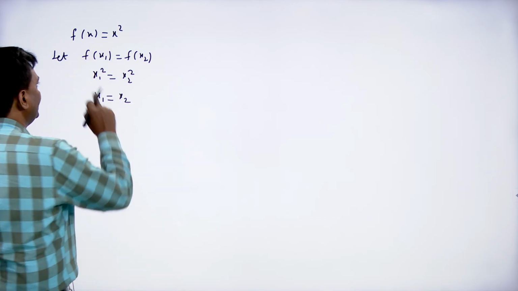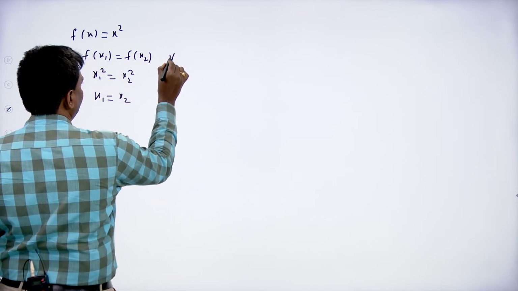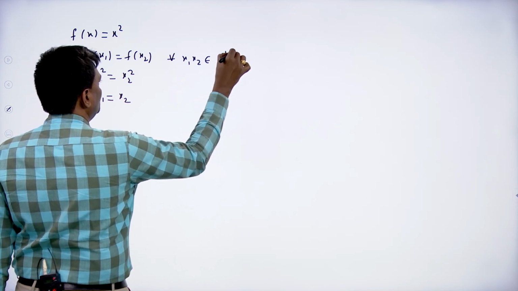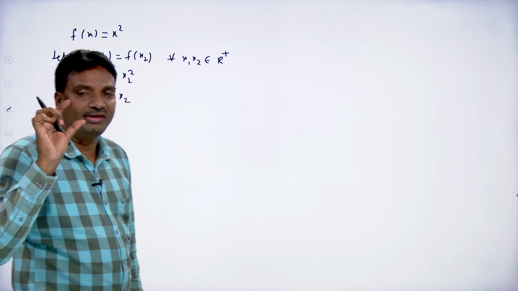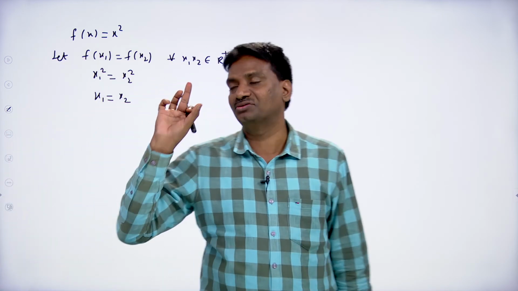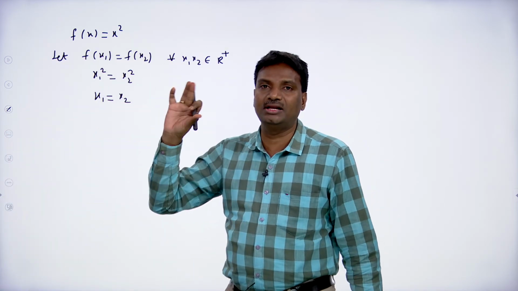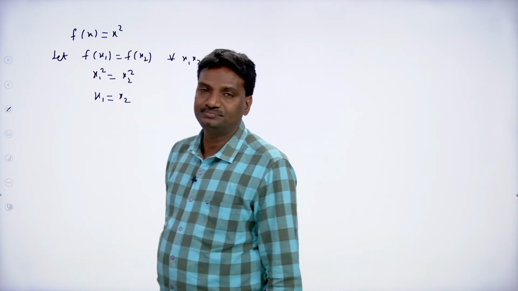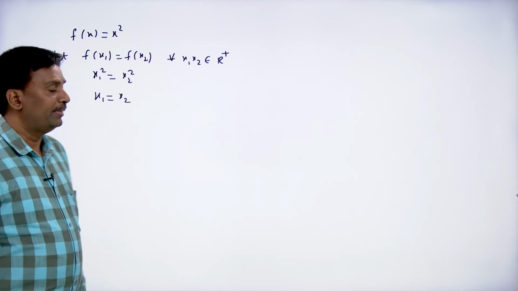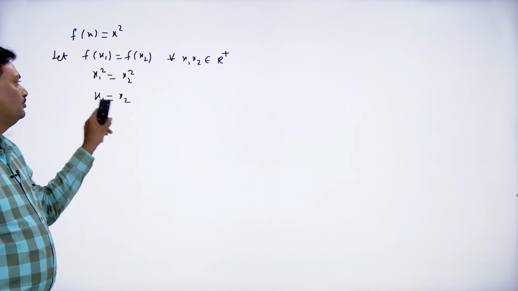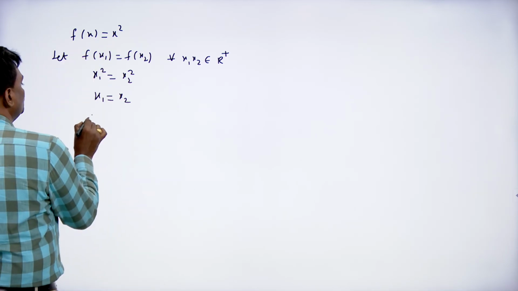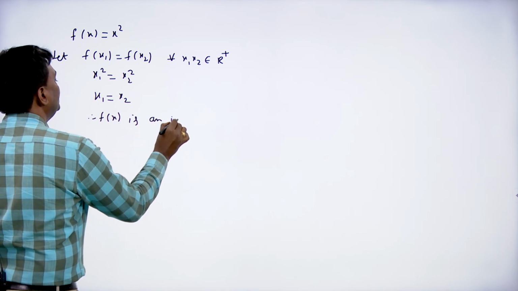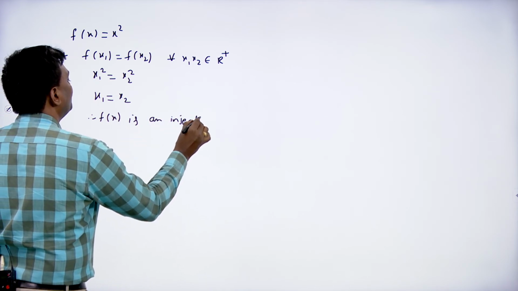f of x equal to x square, let us consider f of x1 equal to f of x2 for all x1, x2 belonging to R plus. R plus means we have only positive real numbers. So that's why here we are not considering minus. By considering f of x1 equal to f of x2, we have x1 equal to x2. So clearly f of x is an injection, or 1-1 function.